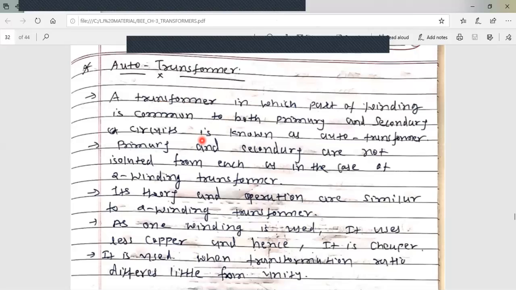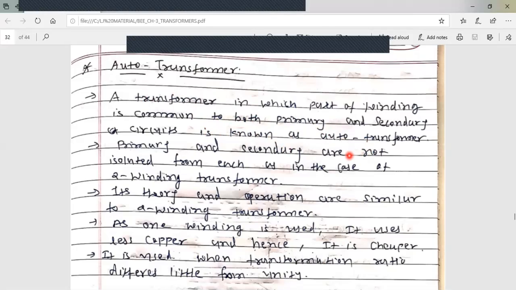Good morning, students. Today we will discuss the autotransformer. A transformer in which part of the winding is common to both the primary and secondary circuits is known as an autotransformer.